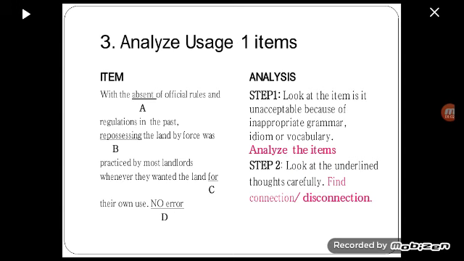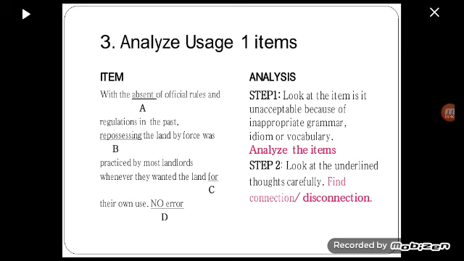With the absence of official rules and regulations in the past, repossessing the land by force was practiced by most landlords whenever they wanted the land for their own use. First of all, we need to look at the item to see if it is unacceptable because of inappropriate grammar, idiom, or vocabulary. So we're looking at those words above the letter information given. We're looking at absent, repossessing, and for.